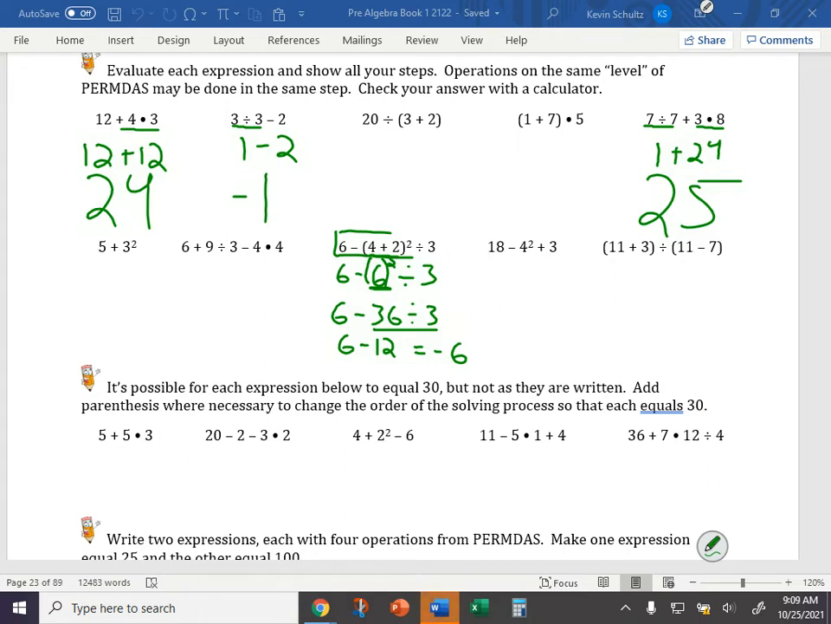What do you do for that? I will explain shortly. Tony. Would it be 11 plus 3 divided by 11 minus 7? Yeah. Can we just call that one? What would you do first? 11 minus 7.